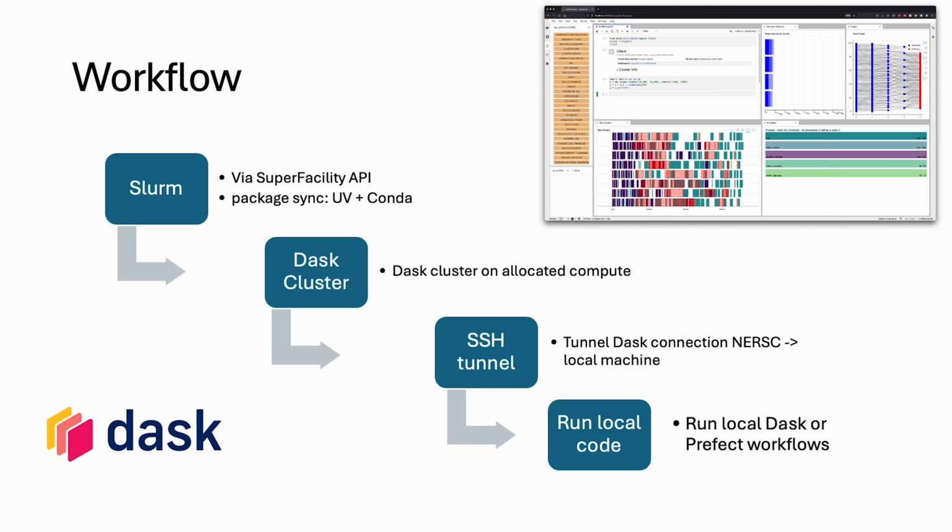So Slurm first submits a job, starts a Dask cluster, and then I need the local machine to connect to the Dask cluster. So after the Dask cluster starts, the workflow creates an SSH tunnel on the 2 ports that Dask uses and pretty much makes a connection from my local machine to NERSC, to the login node that could access the Dask cluster. And then my local code could just point to a Dask client address as localhost 8786, and that connection is actually forwarded to the cluster at NERSC.